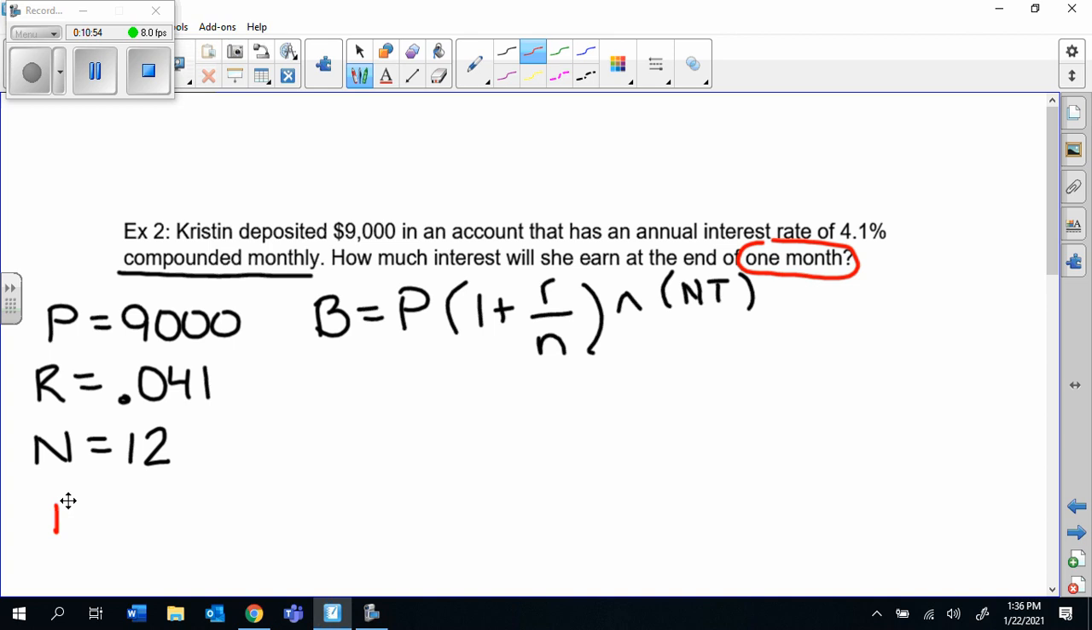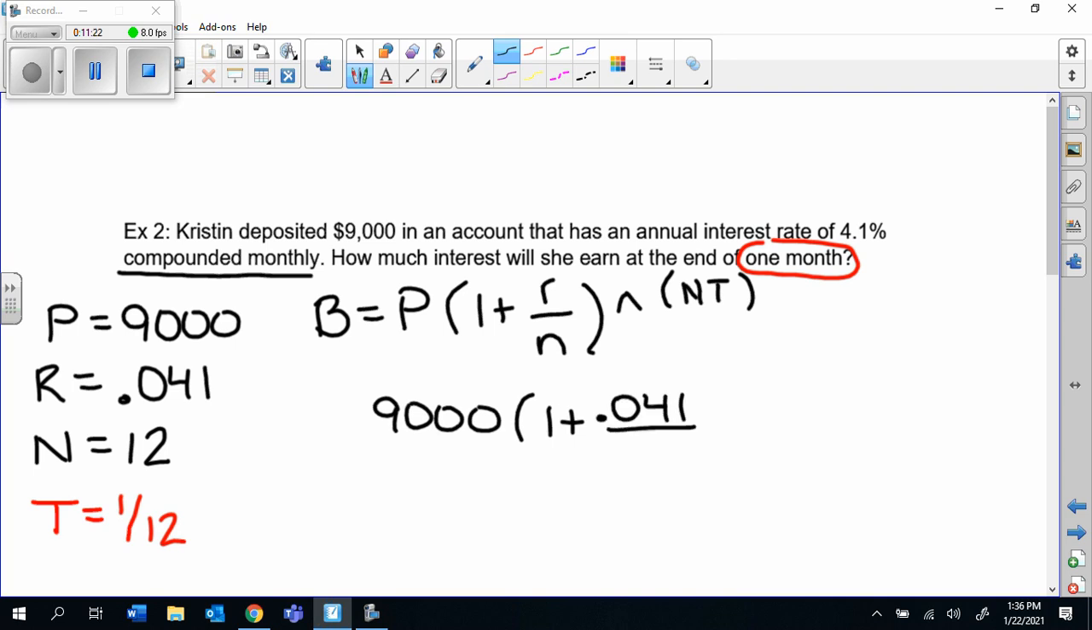So remember from yesterday's lesson, 1 month is 1/12 because we have to put it in terms of years. So 1 month is 1/12 of a year. Let's plug all that in and see what happens. 9,000, parenthesis 1 plus 0.041/12. My little exponent button. Parenthesis. The n we said was 12 and the time is 1/12.